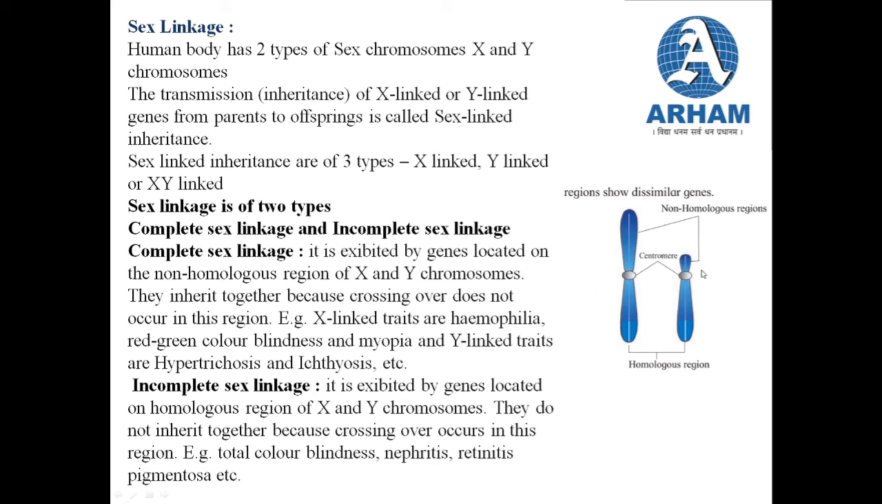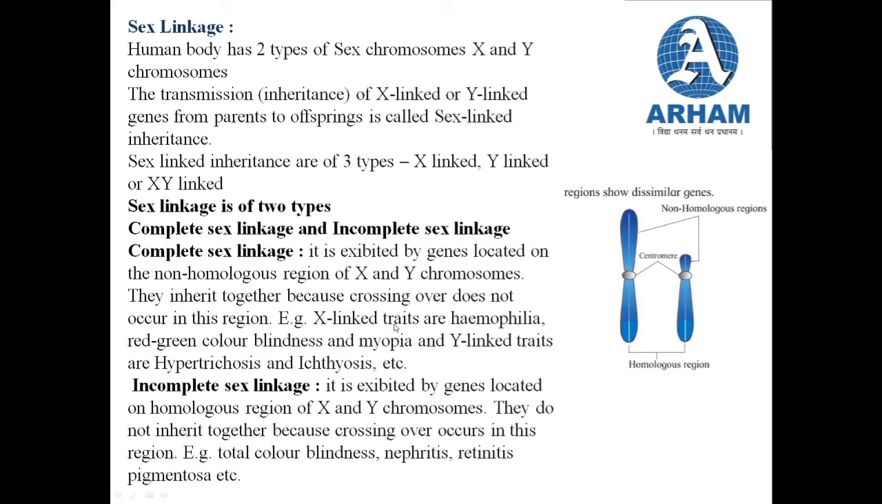So we are talking about the genes that are located on this region. They inherit together because crossing over does not occur in this region. In the non-homologous region of the X and Y chromosome, there is no crossing over, and because there is no crossing over, all the genes present on these two regions are inherited together. Now there are some examples of complete sex linkage.